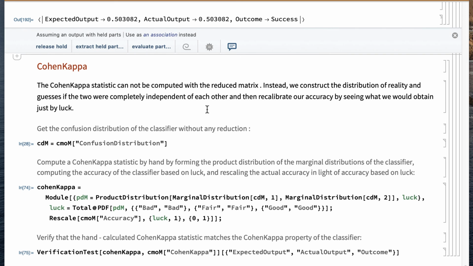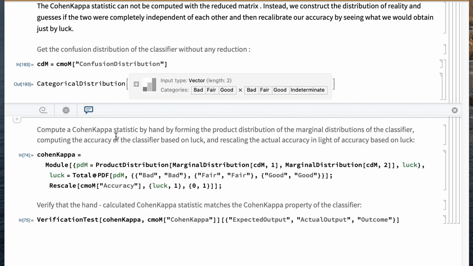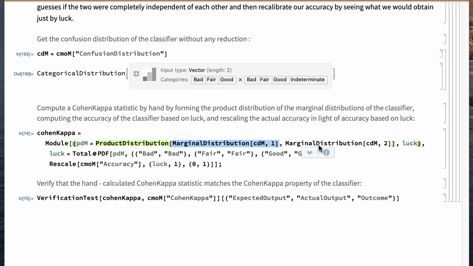Cohen's kappa. For Cohen's kappa, you can't use the reduced matrix. Instead, you have to construct the distribution of reality and guess. If the two were completely independent of each other, that will let you calculate how many you would get right by luck, and then you recalibrate your accuracy by seeing what you would obtain by luck. So we can do this. We're going to get the confusion distribution of our classifier, call that CD capital M, and this is the same code I had before. We're going to take the two marginals, and we're going to find the product distribution, which assumes that they are independent of each other.